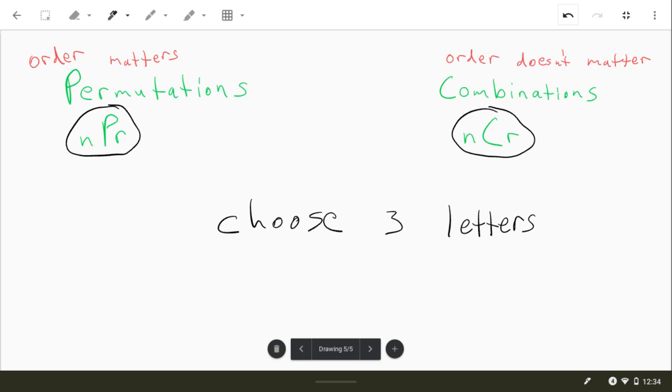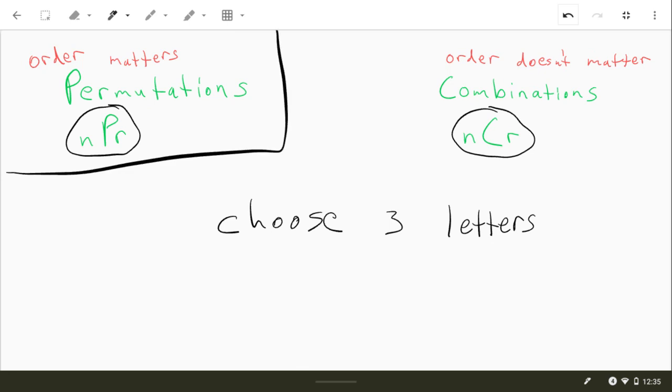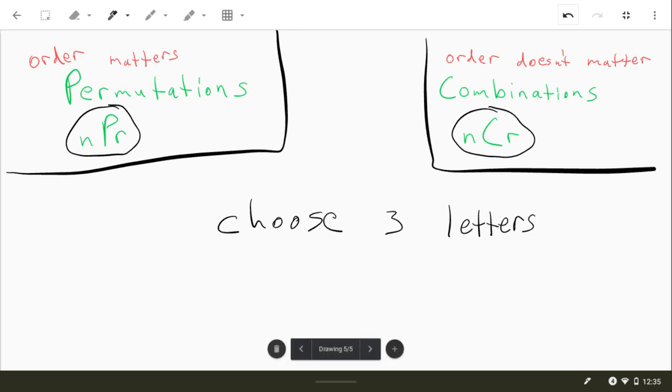So in this case here, I'm going to choose 3 letters. So from a group of 26 letters of the alphabet, I want to choose 3 of them. Now, with a permutation, the order in which you put the letters is going to matter. And with a combination, the order won't matter. So if you pick ABC, that's great. For a combination, ABC is the same as CAB. But for a permutation, each one of those is different from each other.